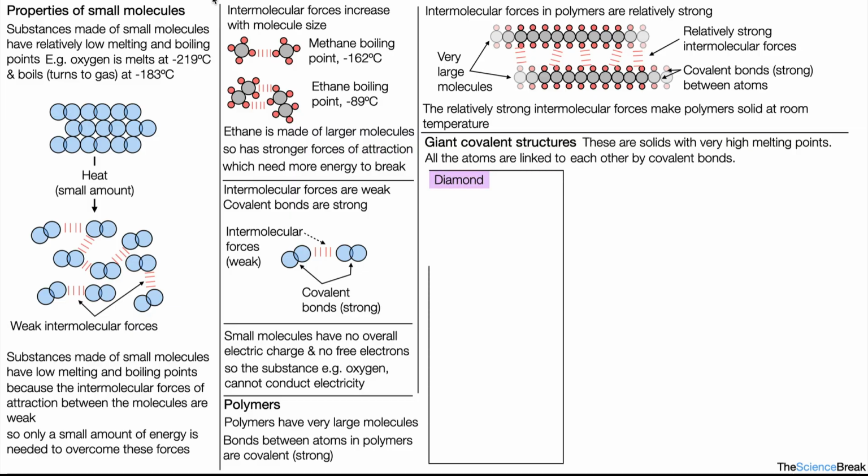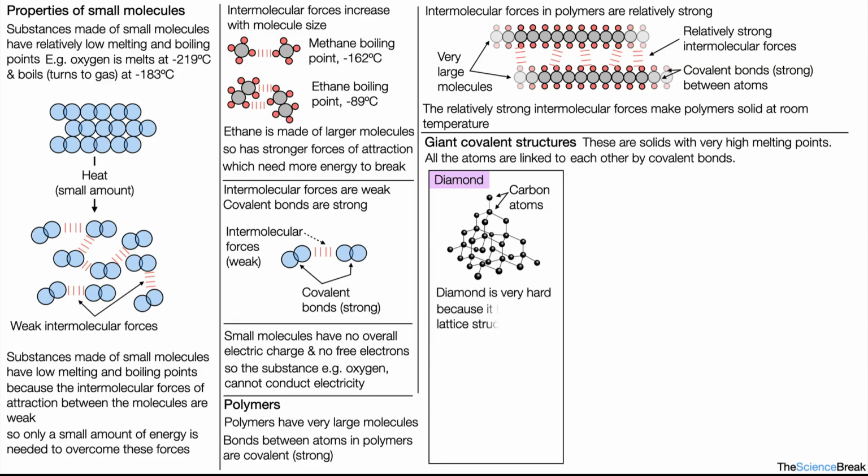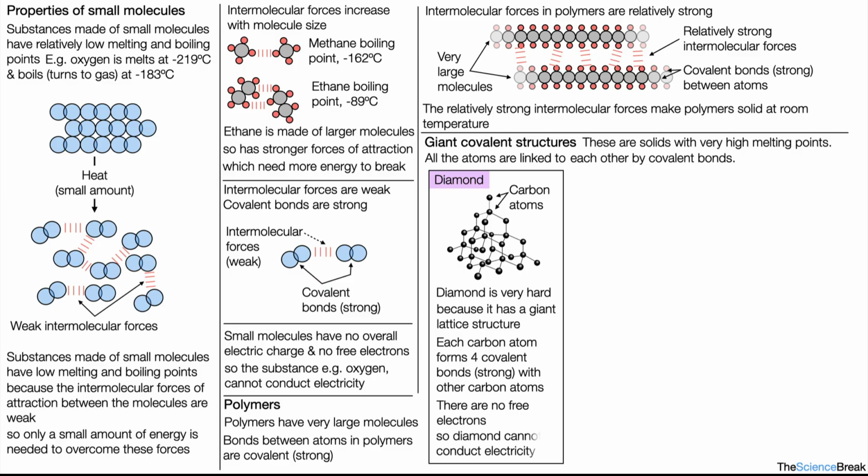The first structure we need to know about is diamond. Here is the structure of diamond. It's made of all carbon atoms or only carbon atoms. And diamond is very hard. This is because it has a giant lattice structure, and each carbon atom forms 4 covalent bonds, which are strong, with 4 other carbon atoms. There are no free electrons, so diamond cannot conduct electricity. The next one is graphite.